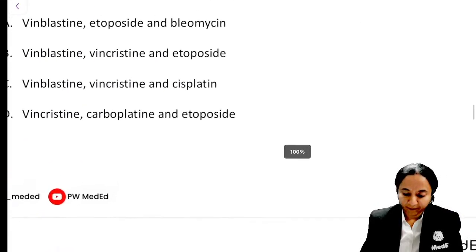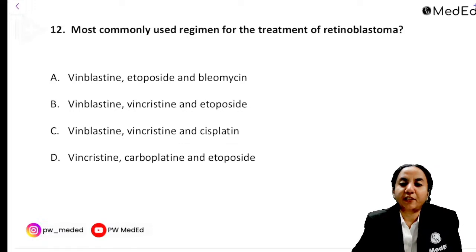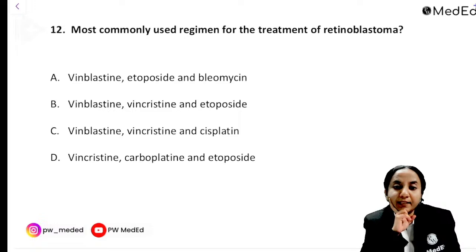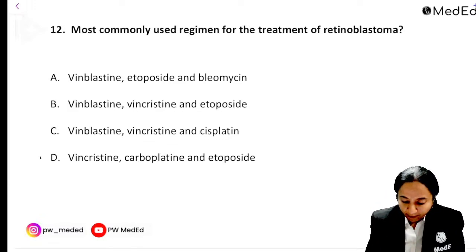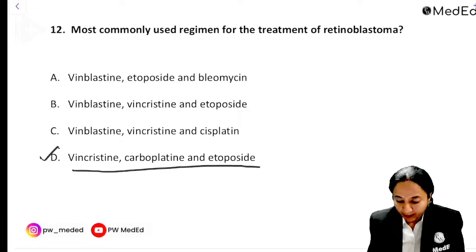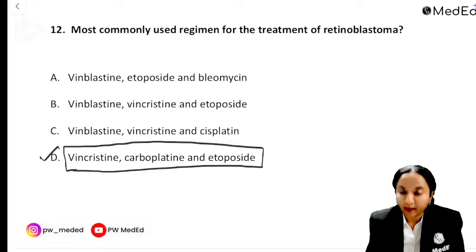Okay, let's go to the next question. What is the most commonly used regimen for the treatment of retinoblastoma? Tell me the answer. Yes, D. Remember this: vincristine, carboplatin and etoposide. This is the most commonly used regimen for the treatment of retinoblastoma.